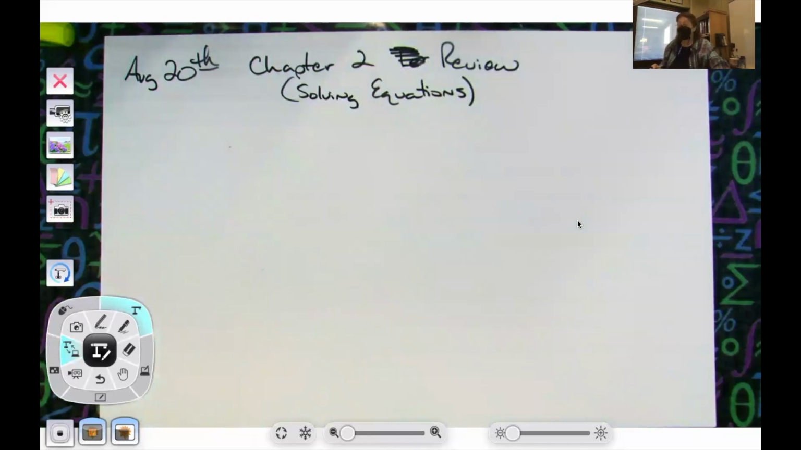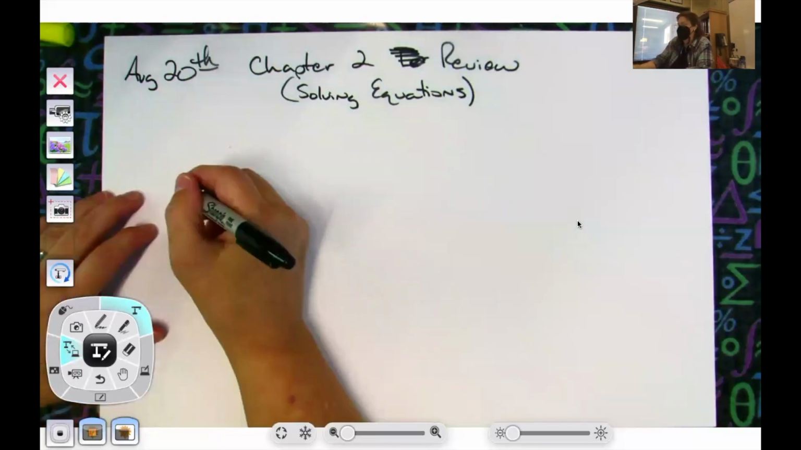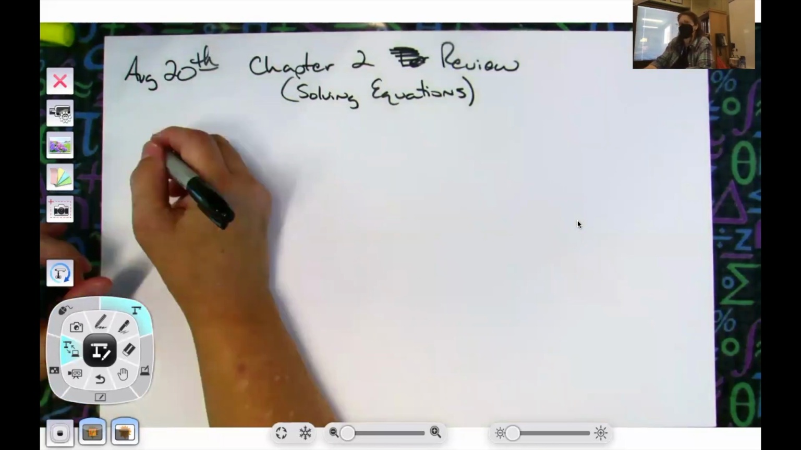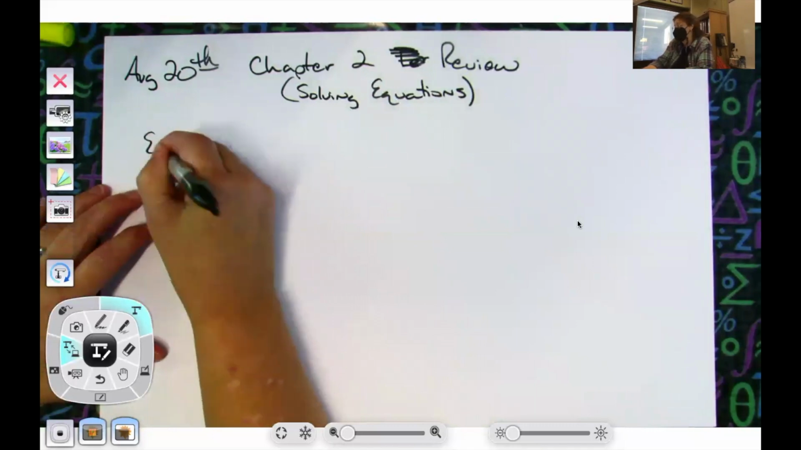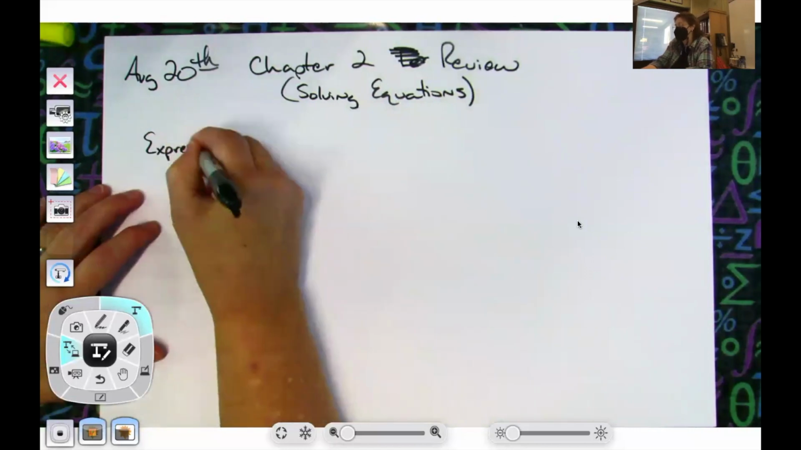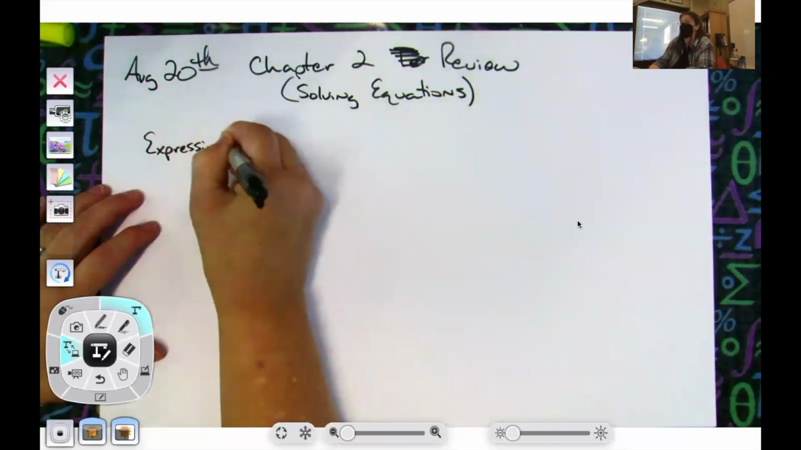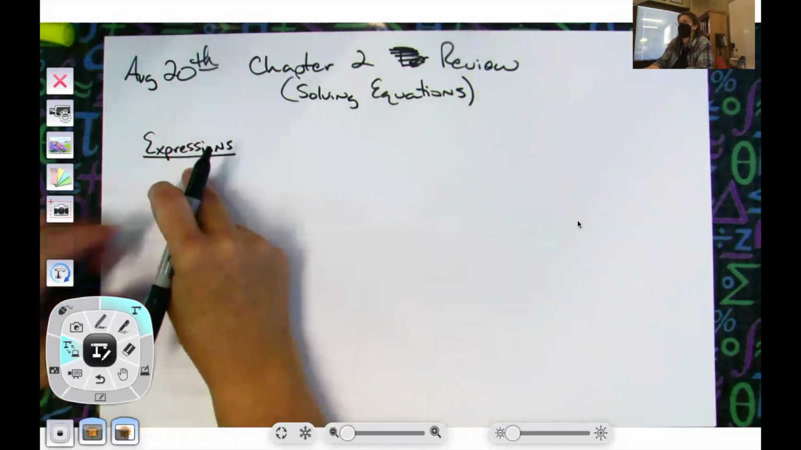Now before we start solving our equations, I want to make sure you've got some vocab down. I'm pretty sure I gave you most of this vocab back in December, but if I had, let's go with just an expression. I know I just said it's solving equations, but let's talk about our expressions. An expression is what? It does not have an equal sign.